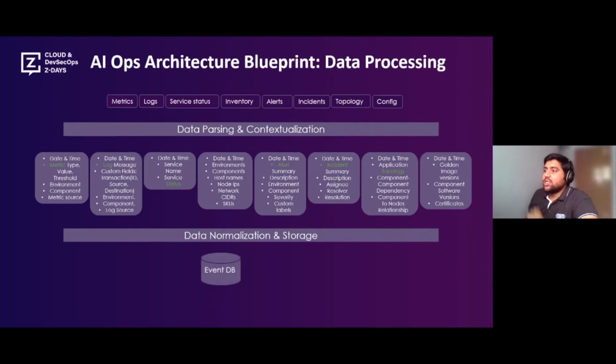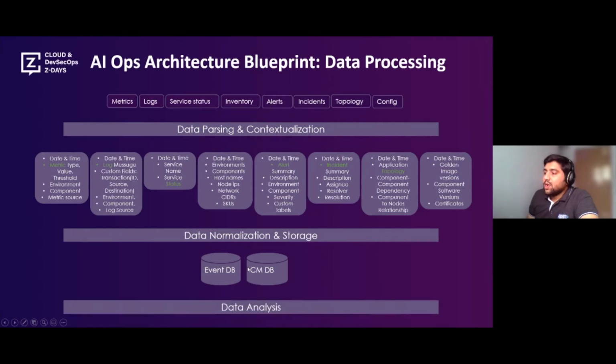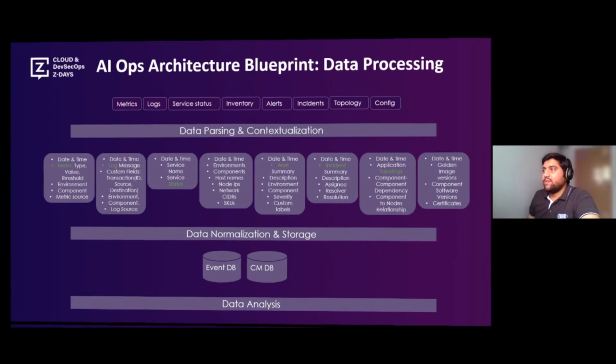We usually store this data in the event database, where, if an alert or an event occurs in the system, all the data at that point in time, within some time frame like 2 hours, will be stored in the event database. All the configuration will be stored in the configuration management database. The data that comes under the configuration category includes the topology mappings and configuration management data, like versions, packages, and inventory data. All the other data, like metrics, logs, alerts, and incidents, will be stored in the event database, and the data analysis layer will fetch the data from there.